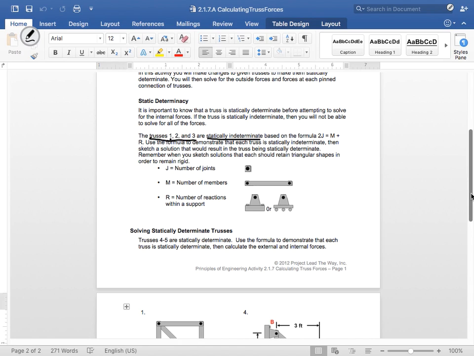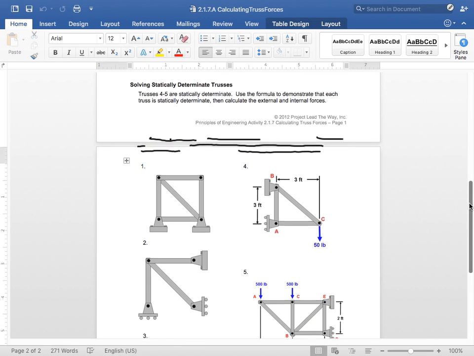And what they want you to do is to use this formula, 2J equals M plus R, to demonstrate that those trusses are statically indeterminate. So you're just going to show that those won't work. Once you show that those won't work, then go ahead and sketch a solution that would make those trusses statically determinate. So I'll show you number 1, and then you guys can do numbers 2 and 3.